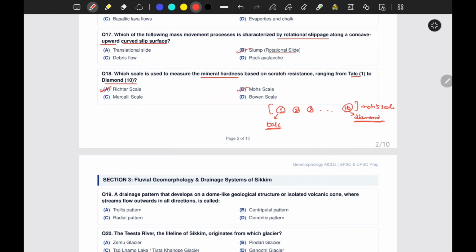So, what is the Richter scale? The Richter scale is used to measure the magnitude of an earthquake, and the Mercalli scale is used to measure the intensity of an earthquake.